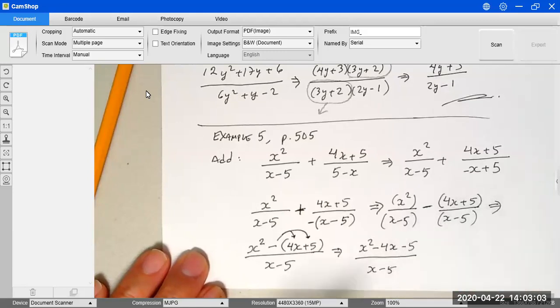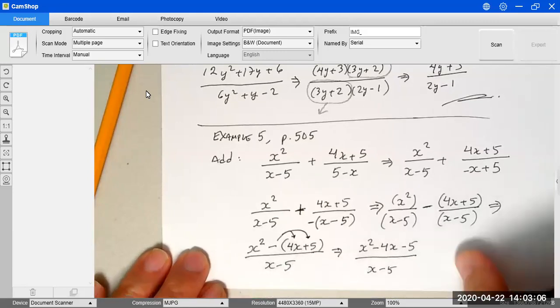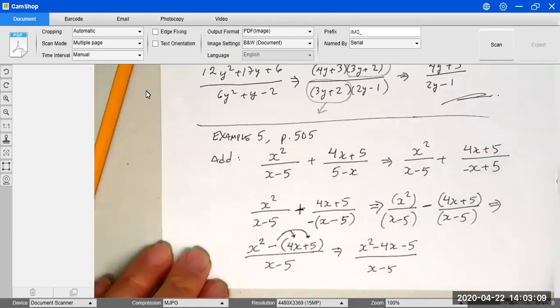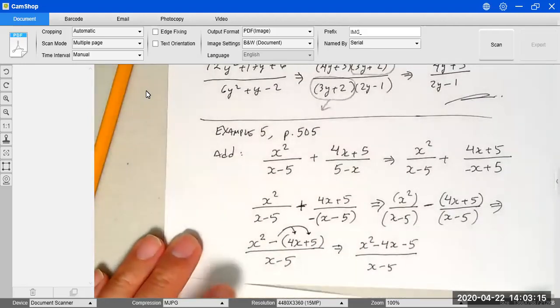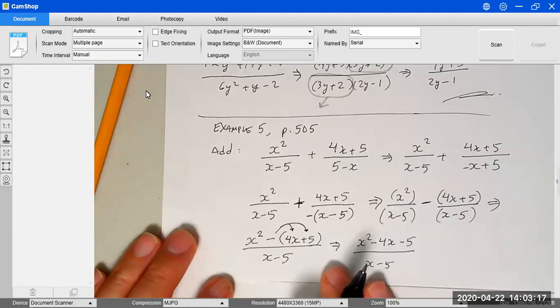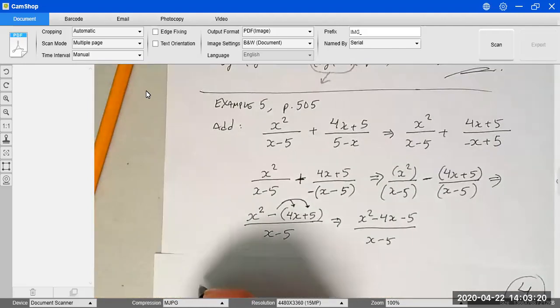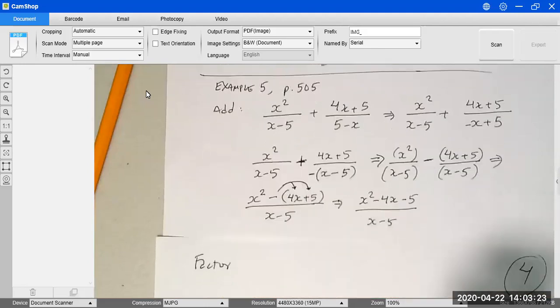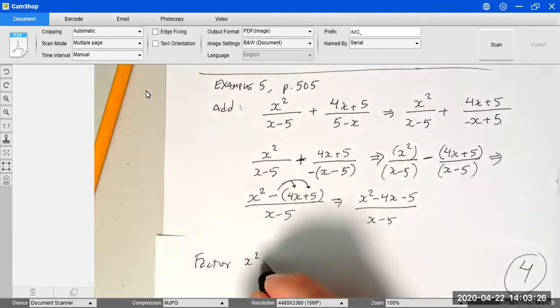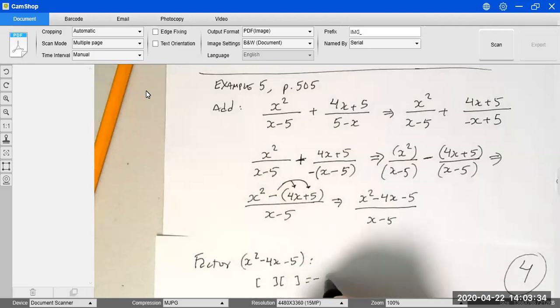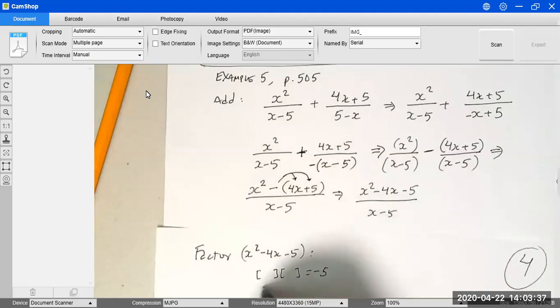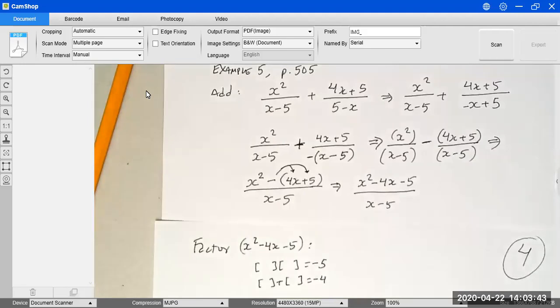So this is the end of the addition or subtraction, but we still need to simplify this rational expression by factoring, in this case, the numerator. So we're going to factor the numerator. So let's do that. I'm going to factor x squared minus 4x minus 5. So again, looking for two numbers that when you multiply them, you get negative 5. And when you add them, you get negative 4. So what are those numbers?